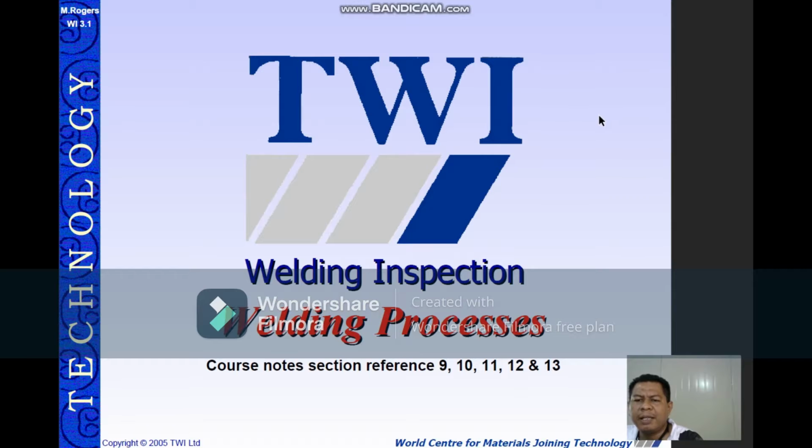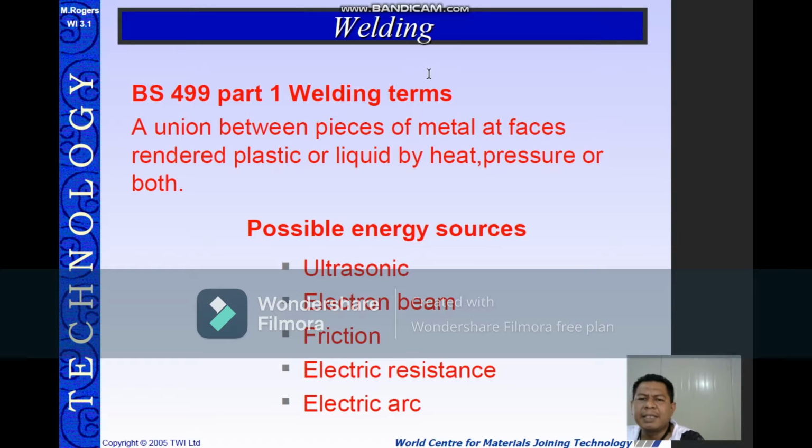For today, we will learn about the welding process, especially for the SMAW or MMA welding. Welding is, according to the British Standard 499 Part 1 welding terms, a union between pieces of material, by heat, pressure, or both. Possible energy sources are ultrasonic, electron beam, friction, electric resistance, and electric arc.